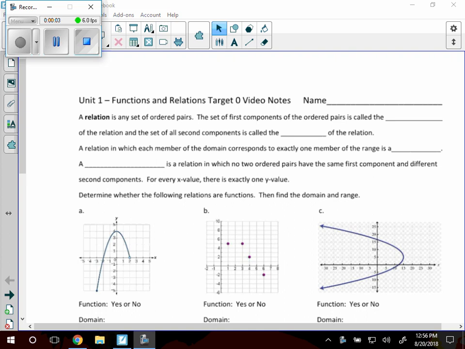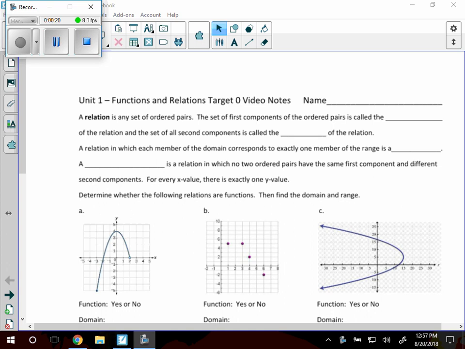Right, just a reminder that you should have out your video notes packet that you received. So this is Target 0. We're looking at functions and relations. And just a reminder, this is just a review from algebra. So a relation is any set of ordered pairs.